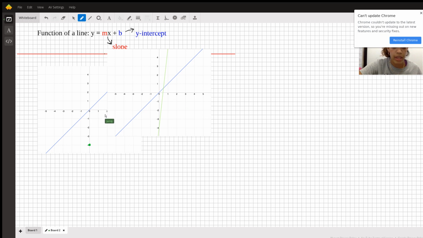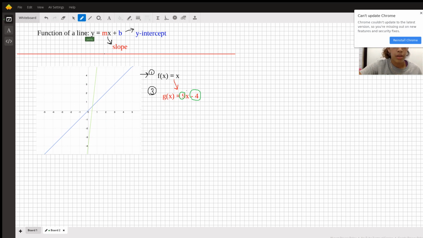And of course, we have to answer the prompt by writing the graph of g of x has a slope, a positive slope of 9 and a y-intercept of -4. Done.